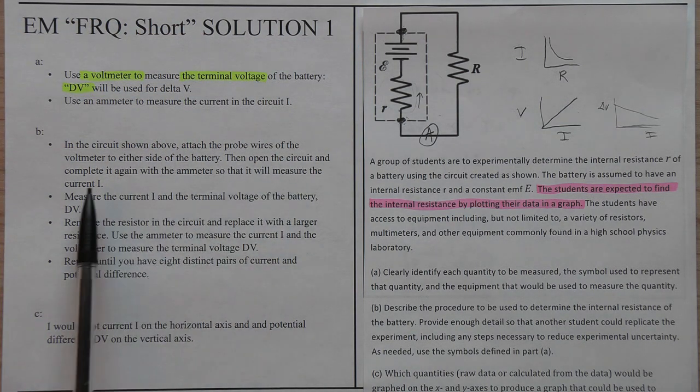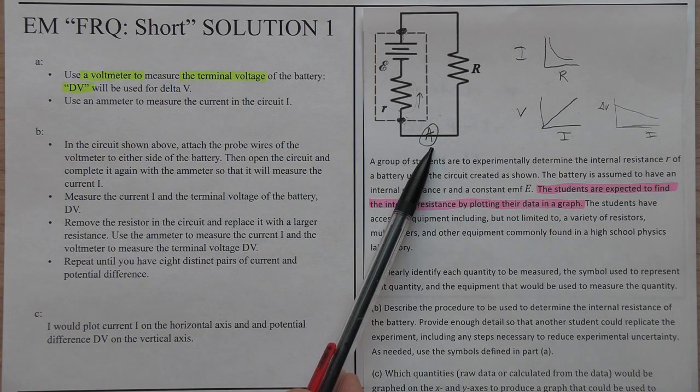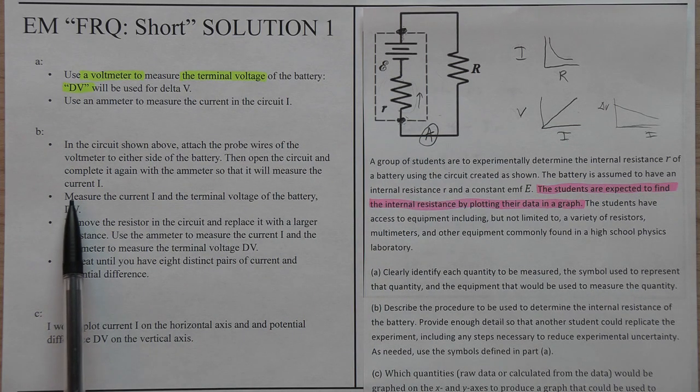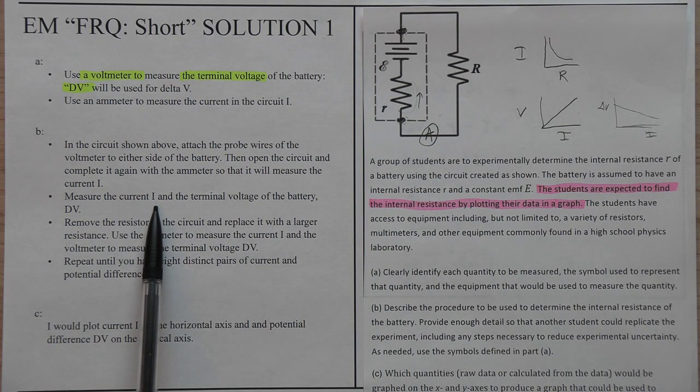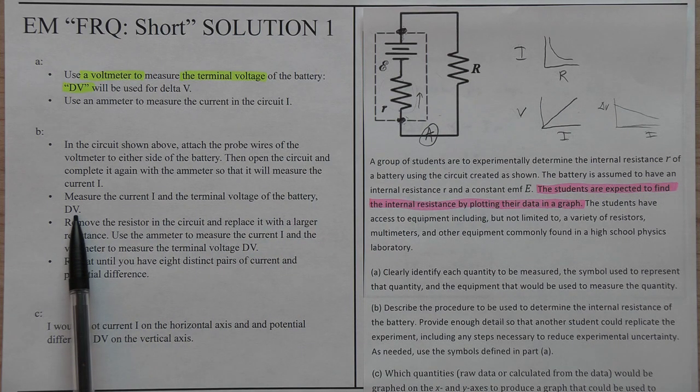Then open the circuit and complete it again with the ammeter so that it will measure the current I, right? So we put the ammeter in the circuit.